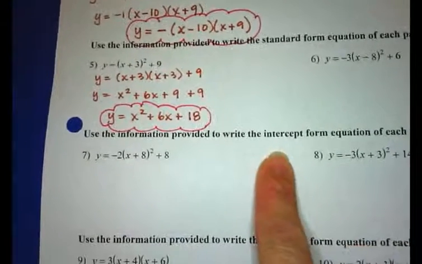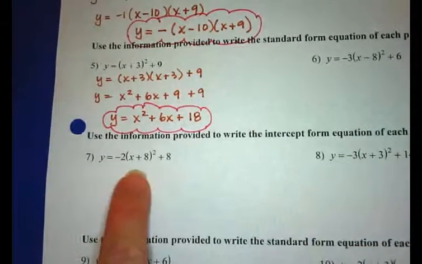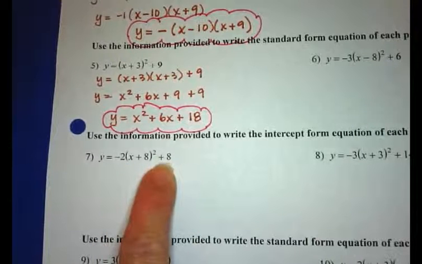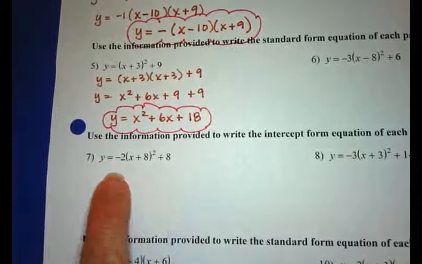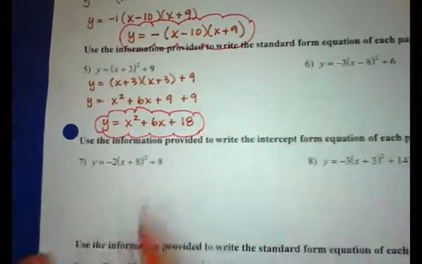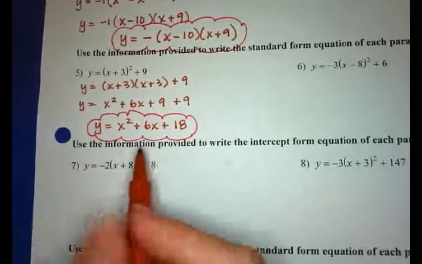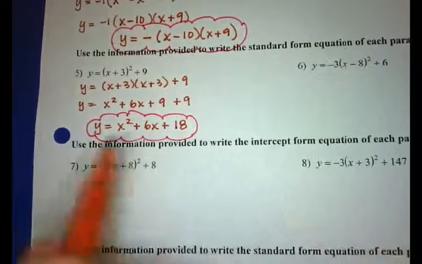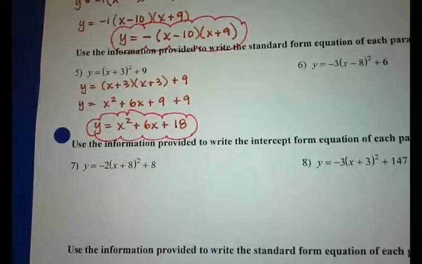Okay, next one. Intercept form. Again, intercept form is factored form. This isn't factored form though, because I have this k at the end of it and then this negative right up here up front. But in order to get intercept form, I need to get into standard form and then factor it.